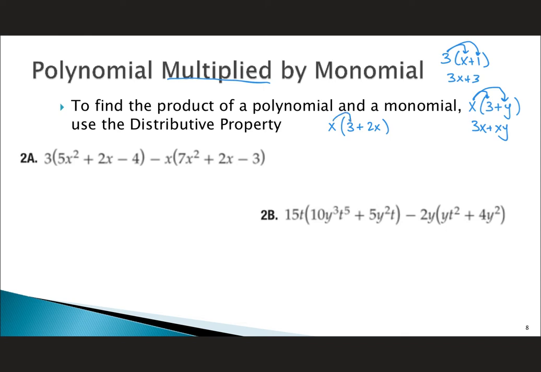When I distribute my x to the 3, that's 3 times x, which is just 3x. But then when I distribute to the 2x, remember that when you are multiplying your bases, you must add the exponents. So now I have plus 2x squared. Okay, and then you would need to reorder to put things in terms of degree.